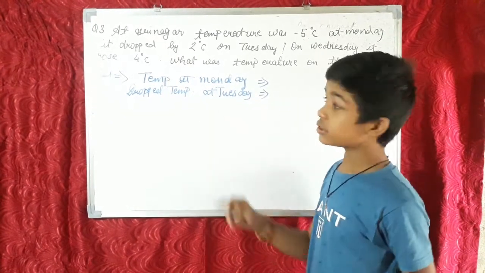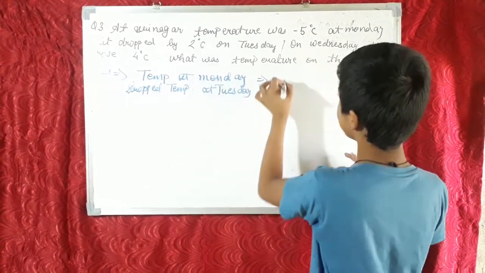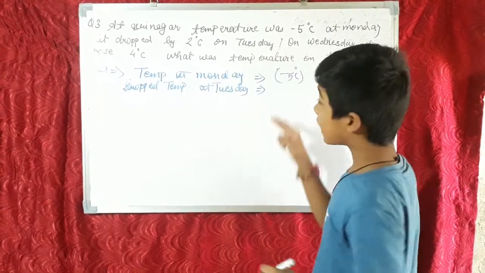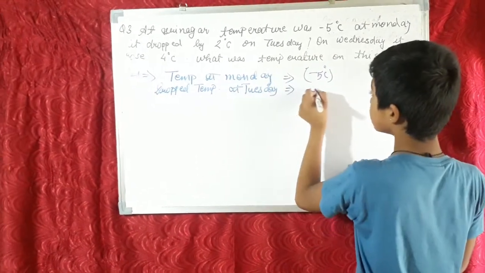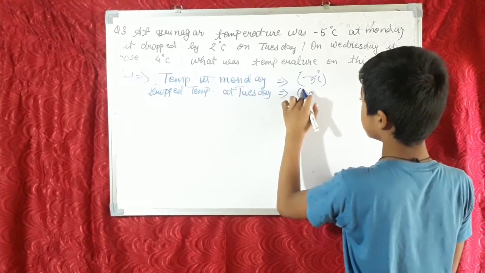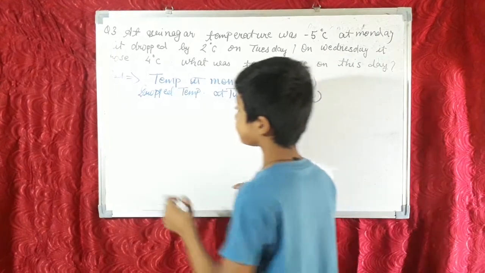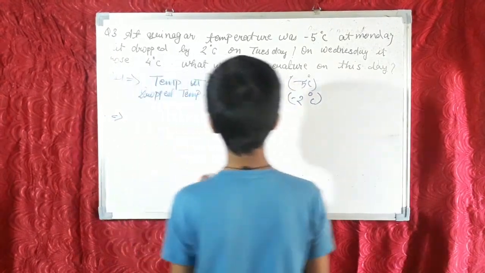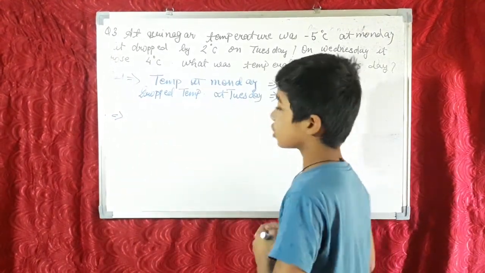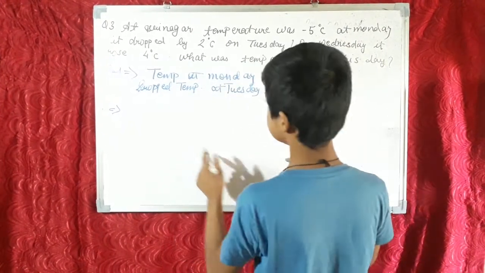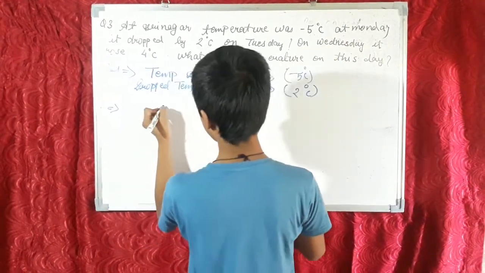So the temperature on Monday was minus 5 degrees Celsius. Okay, minus 5 degrees Celsius. Then what do we write? It dropped down, so it will also be minus 2 degrees Celsius. Now we will write here one arrow. Now we will solve. Now it has dropped down on Wednesday. It was asked now. So we will write here minus.